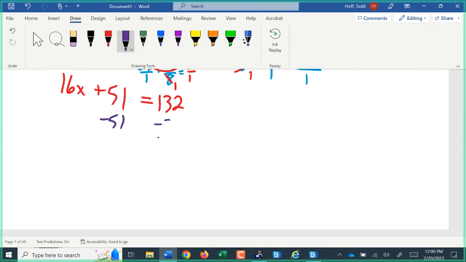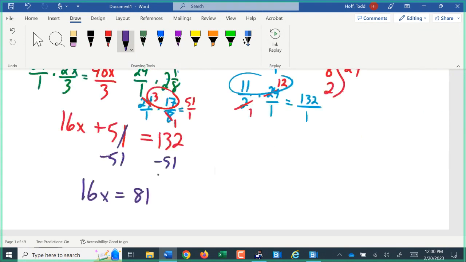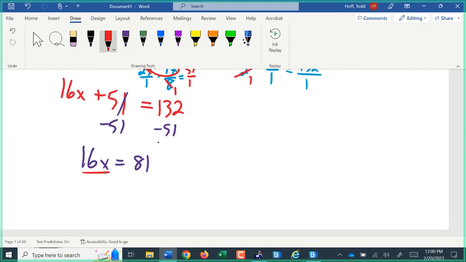Subtracting 51. 16x equals 81. Is that right? Something's off. Oh, that's right. And then dividing by 16.